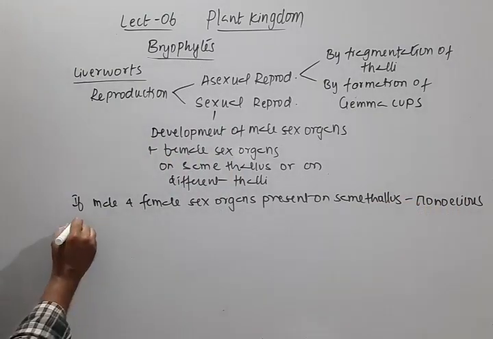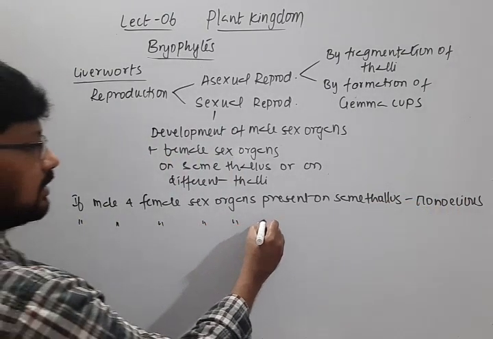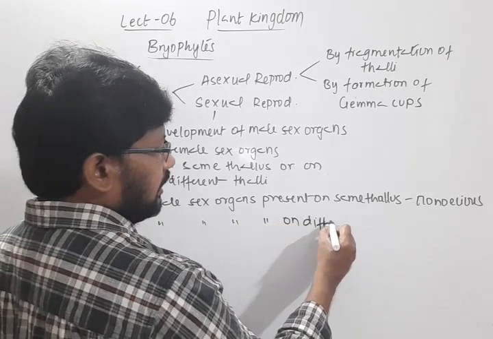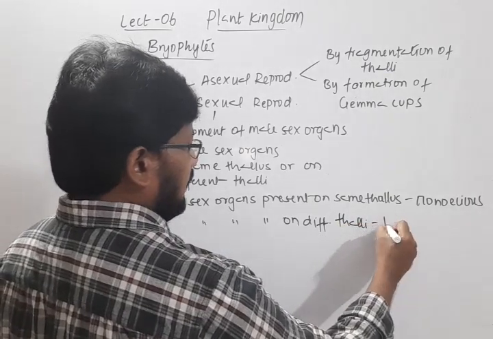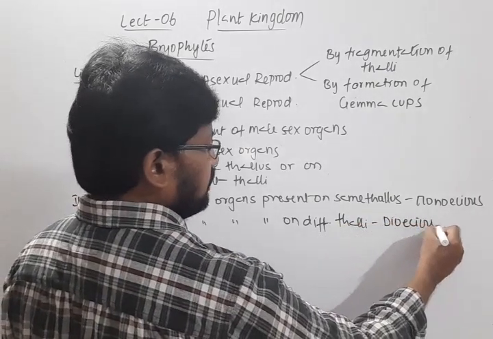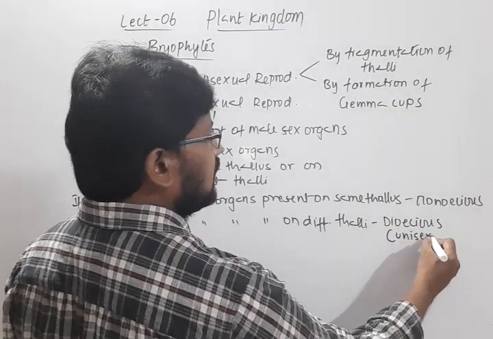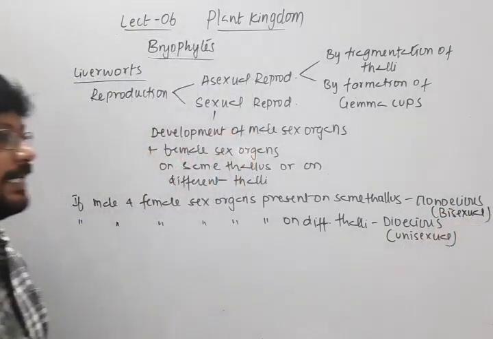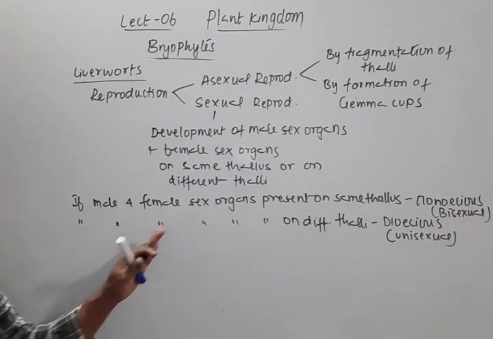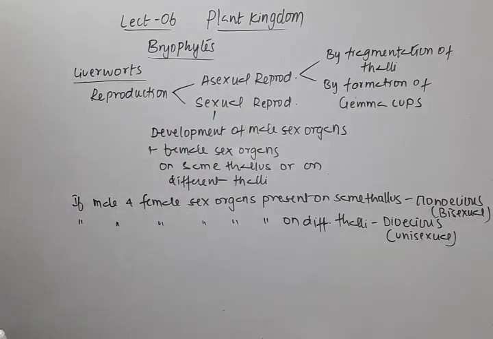If the male and female sex organs are present on different thalli, then the condition is called dioecious. So this is what we call unisexual, and monoecious we call bisexual. If male and female sex organs are present on the same thallus, the condition is monoecious, that is the bisexual condition. And if male and female sex organs develop on different thalli, the condition is called dioecious.